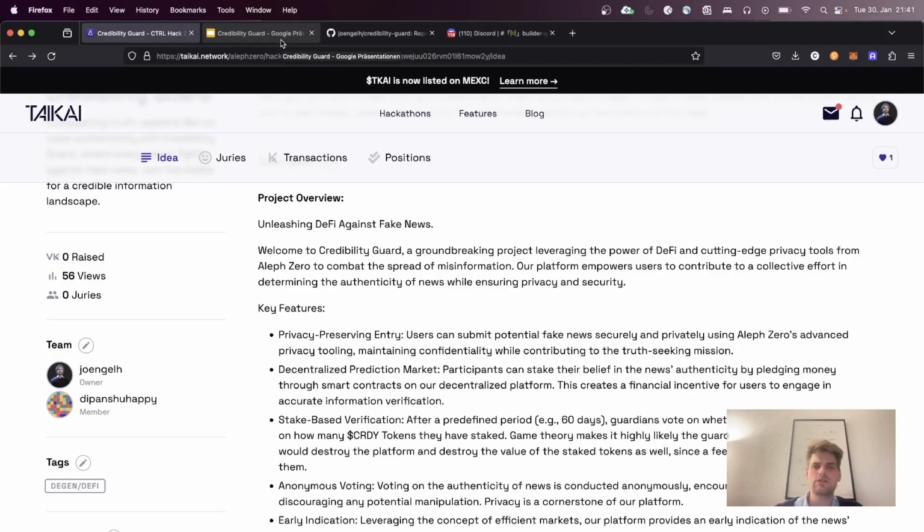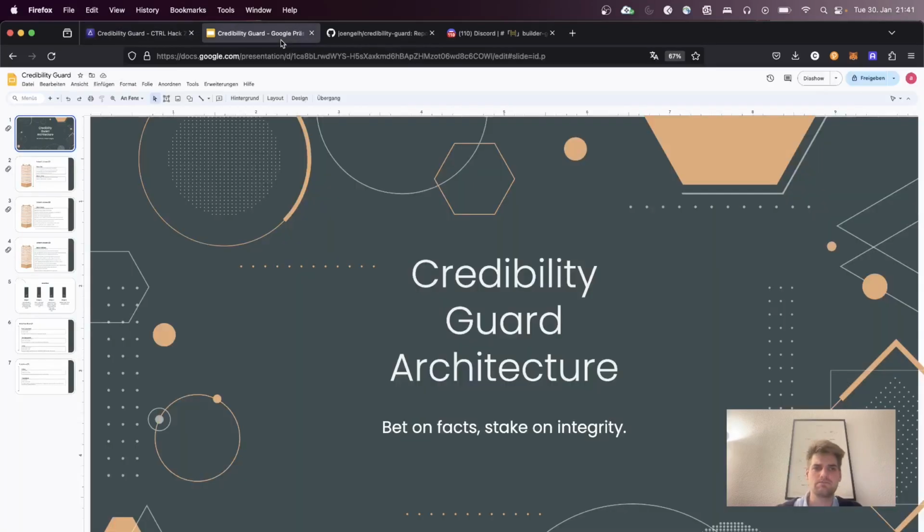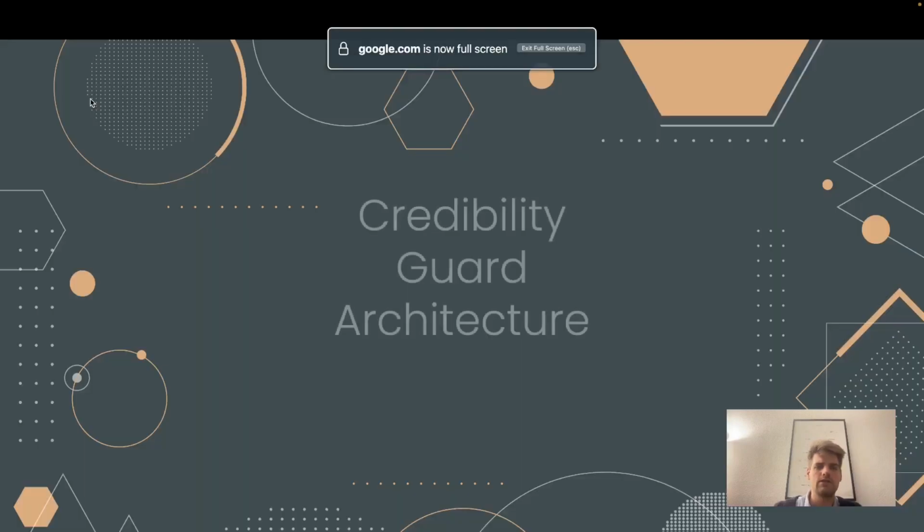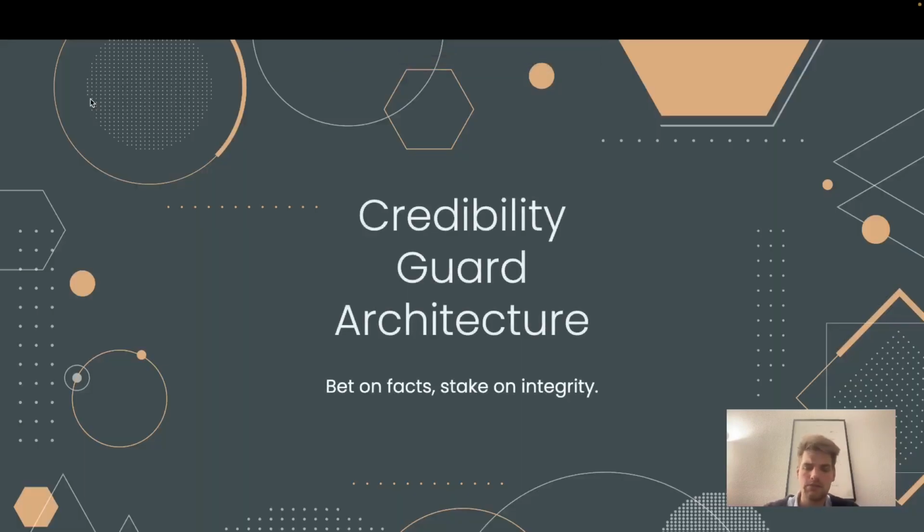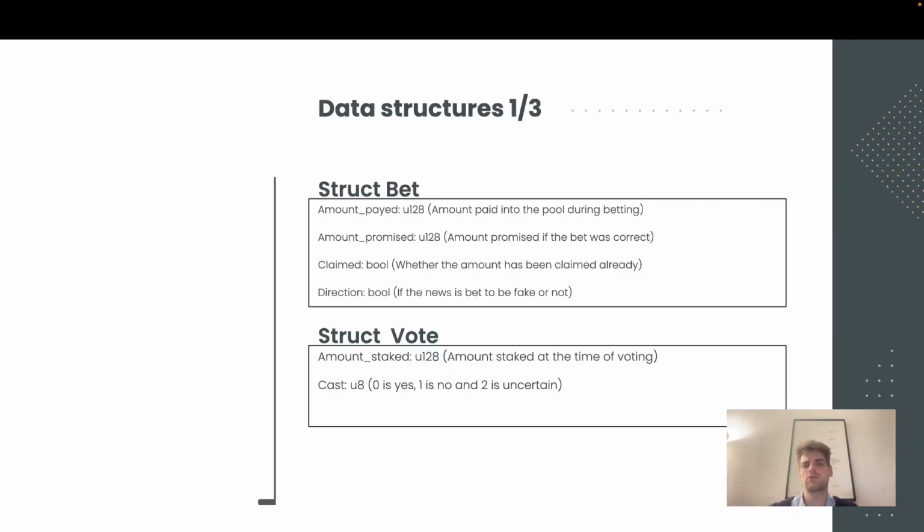Let's look at how it's done technically, like what's the technical backbone of this project. Let me just go into presentation mode and show you that the app, the decentralized app, is made up of 4 central structs. One is the bet struct. This stores who bet on what, this is the direction, how much they paid into the pool, that's the amount paid, and how much they were promised to get if they are right, which is the amount promised. Then we just check if they've claimed the rewards in the claimed pool.